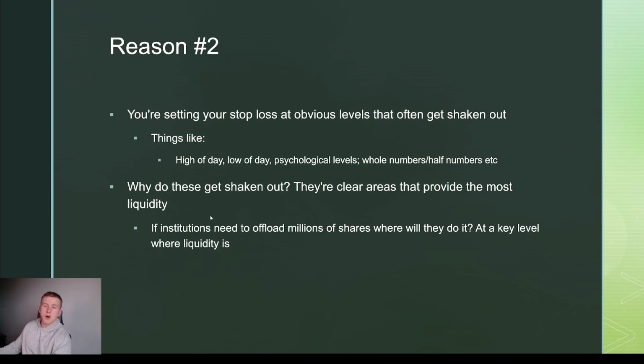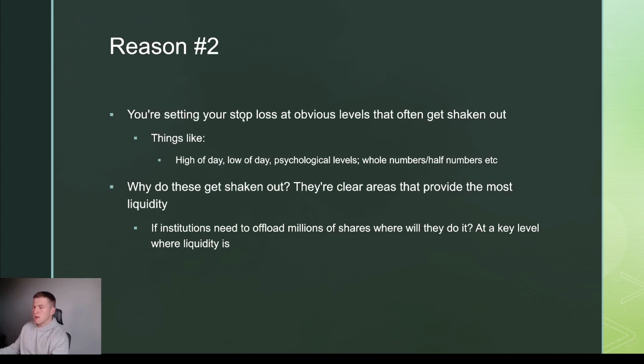Reason number two. So, summary, reason number one: a lot of times you're setting your stop loss at a level instead of a zone, causing you to get stopped out prematurely because you don't have enough of that zone. It's just at a particular level.